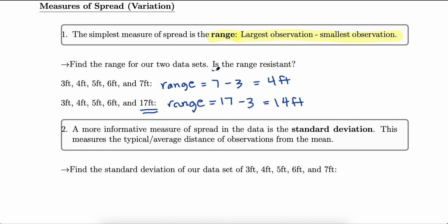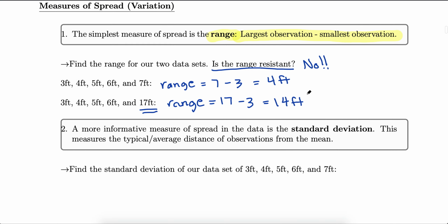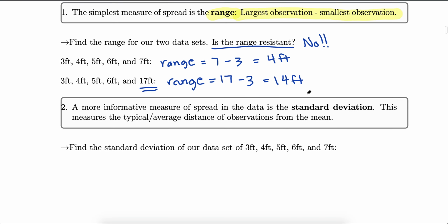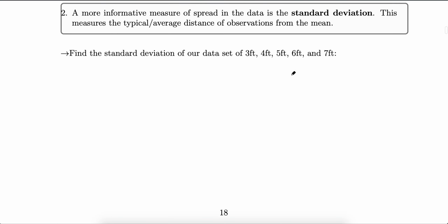So based on our definition of resistant, is the range considered a resistant measure of spread? Probably a big no here. By changing the last observation, our answer changed greatly. In fact, our definition for range is defined by the extreme observations, so of course it's not going to be resistant to change in the extreme observations. So even though the range is very simple, usually we're not going to use this measure of spread.